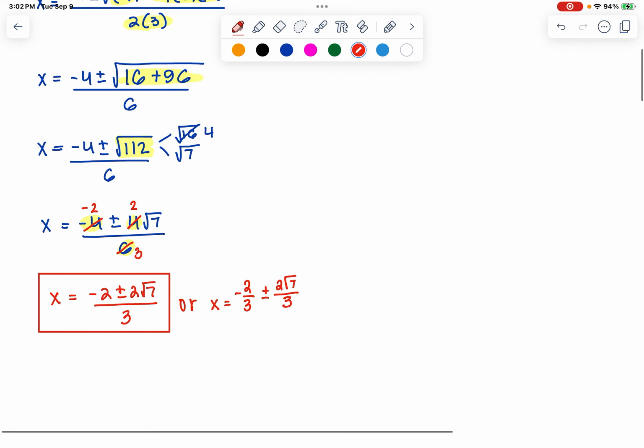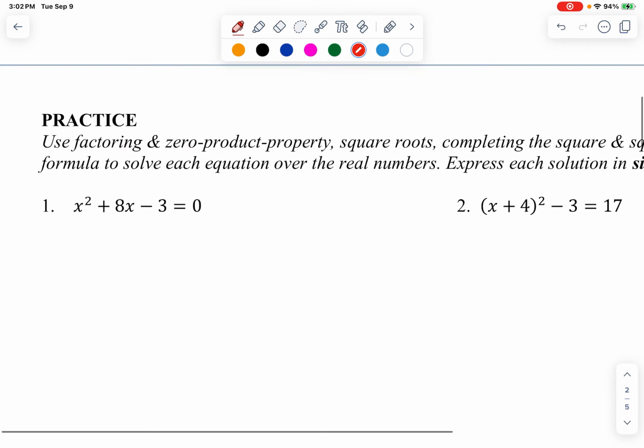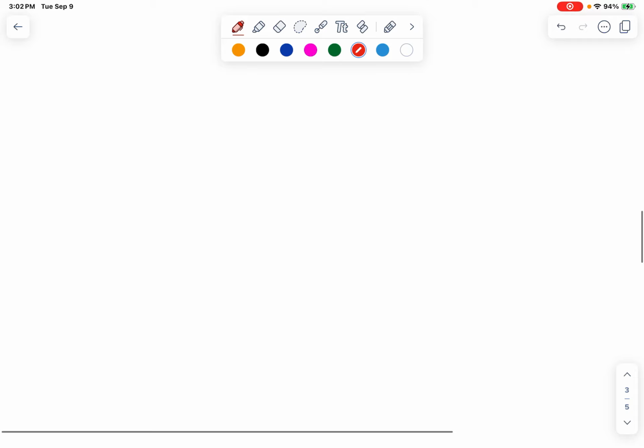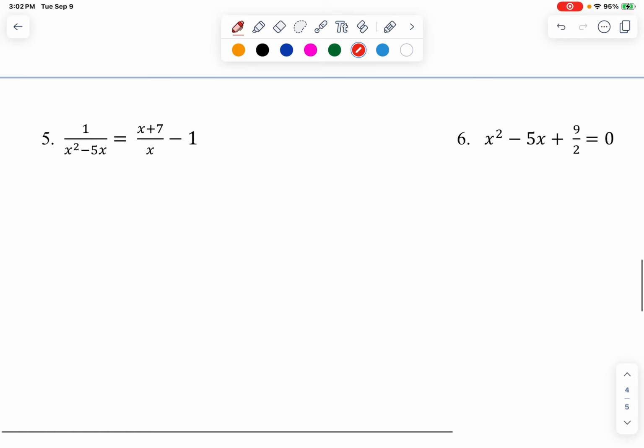Okay, so that's it to remind you what the quadratic formula is. So now go ahead and do the rest of these problems, and then you can come back and check it with the answer key that's in Schoology.